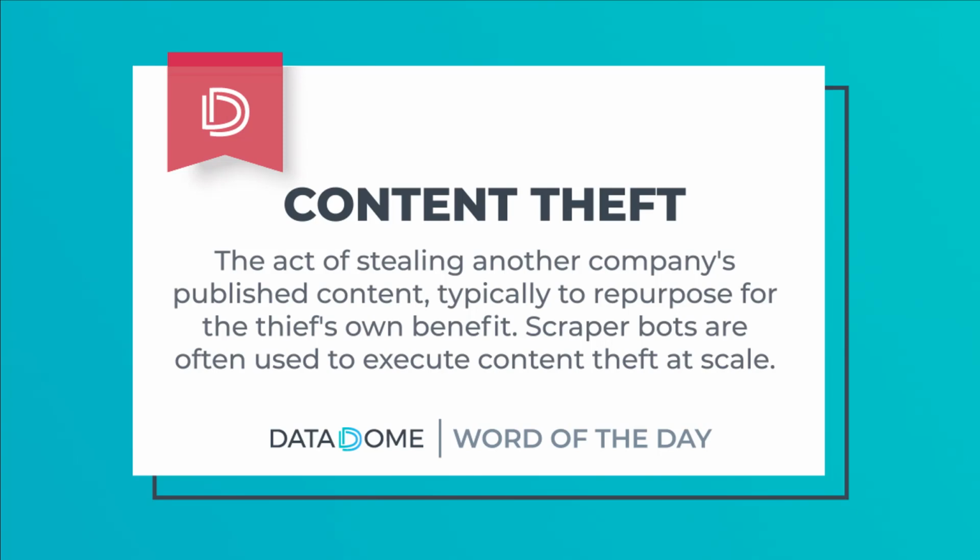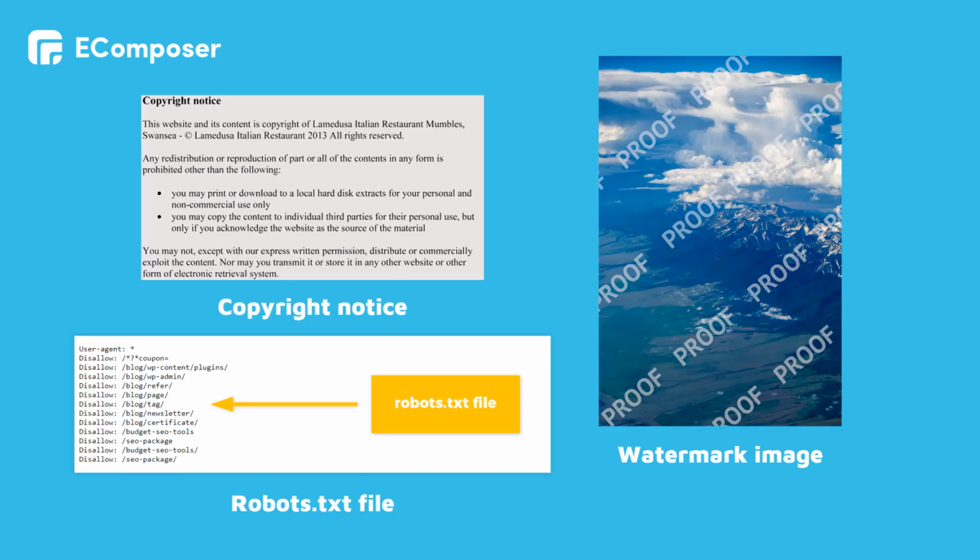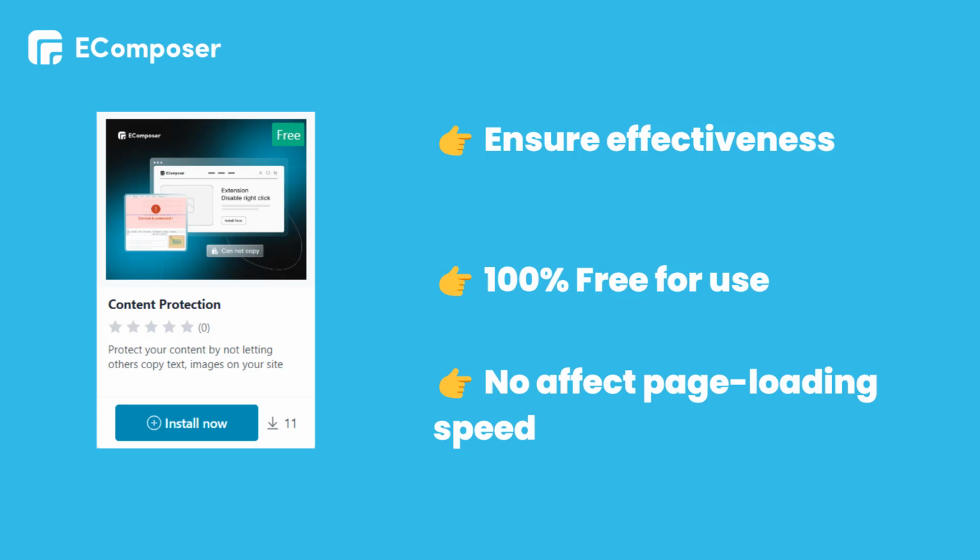Some possible solutions include adding a copyright notice, watermarking your images, or even using robots.txt files to block the IP address of the content copier, but sometimes they're useless. As a result, the content protection of EComposer is viewed as one of the most appropriate solutions for these circumstances. This add-on ensures three criteria: effectiveness, free for users, and no effect on page loading speed.